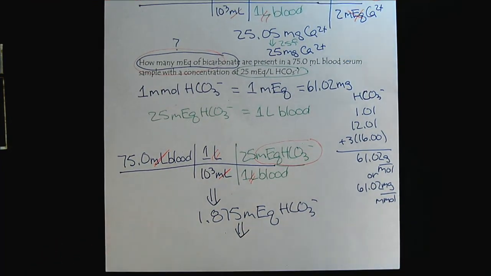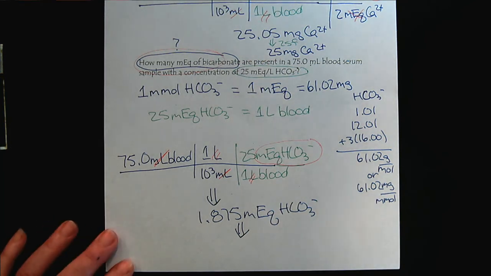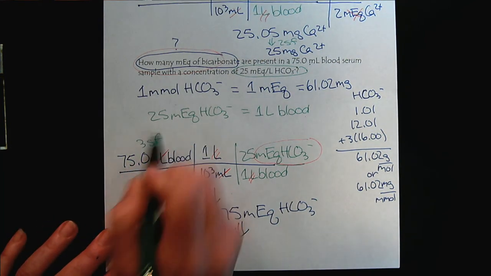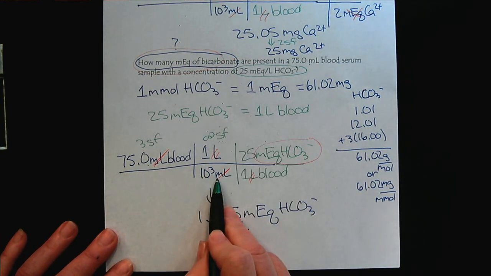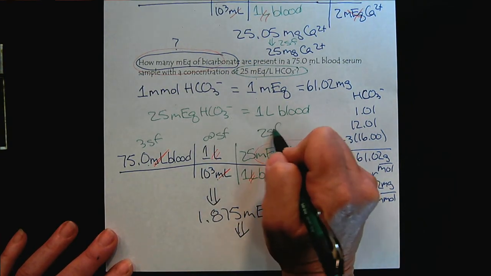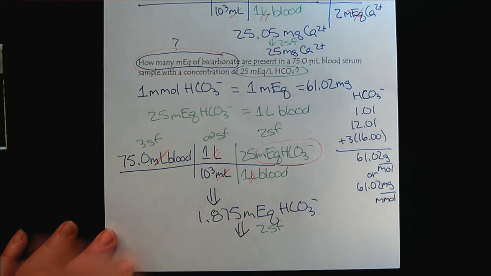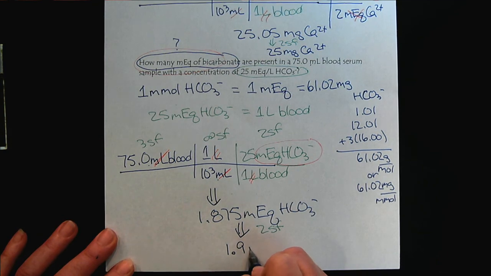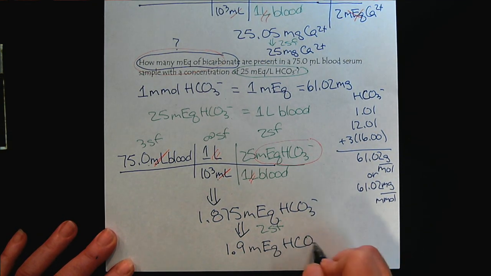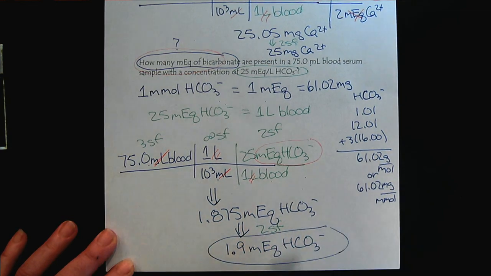And then last but not least, we look back at our data, and we have 3 sig figs here, infinite because it's defined, and 2 sig figs. So once again, we're rounding to 2 sig figs. So there are 1.9 milliequivalents of bicarbonate in the 75 milliliter blood sample.